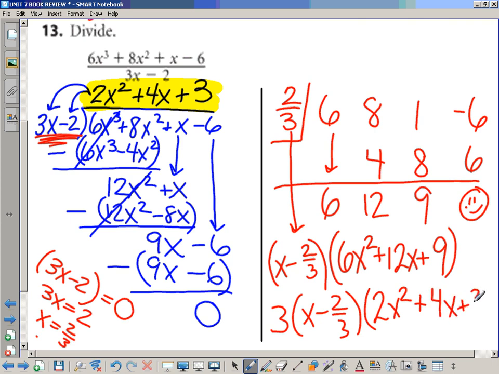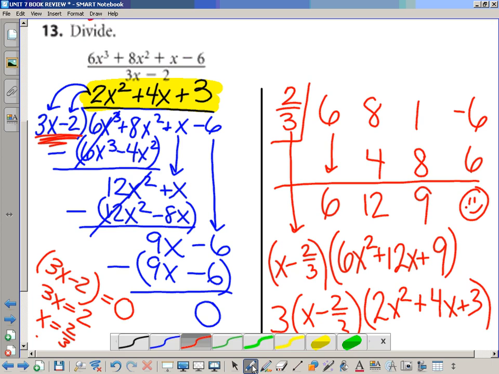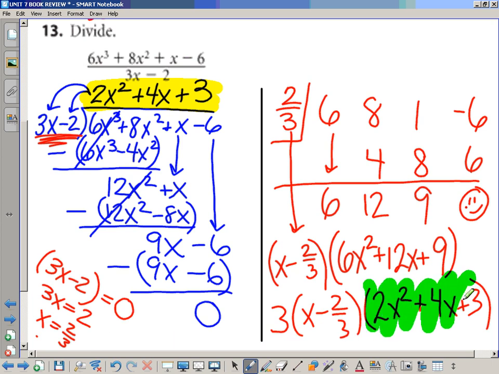4x plus 3. Now, does this highlighted piece look like the yellow highlighted piece? Yes, it does. And if you distributed 3 to the x minus 2/3, guess what you would have? 3x minus 2. So it's the same thing. It looks a little different, but it's the same answer. It's the same factored form. So that's how long division and synthetic division can work hand in hand, or can do the same thing for you.